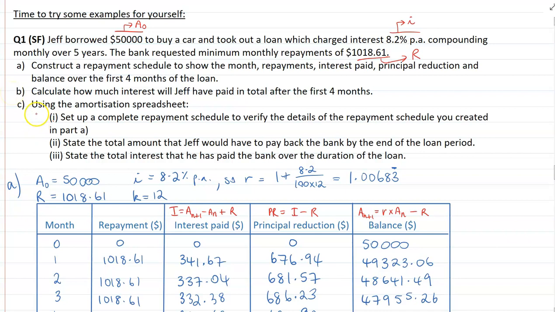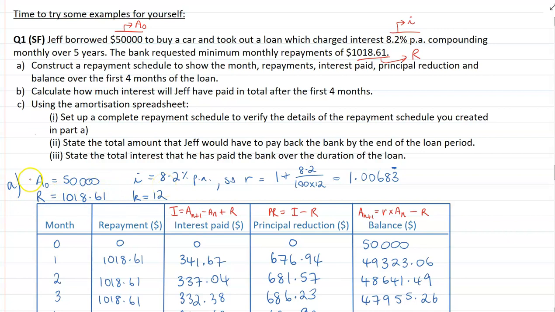And Part C wants you to use the spreadsheet that we've just looked at, set up a complete repayment schedule to verify the details that you've just calculated by hand, state the total amount that Jeff would have to pay back the bank by the end of the loan period, and then lastly state the total interest that he's paid back the bank over the duration of the loan. Okay, so always start off the question by annotating important information, and as a good habit, write down those important bits of information to work with.